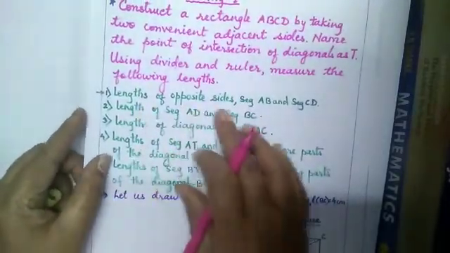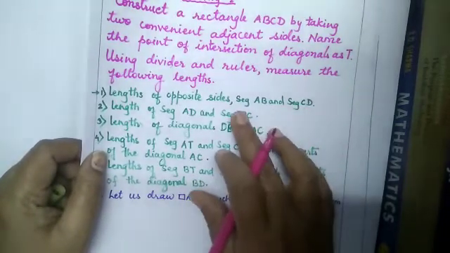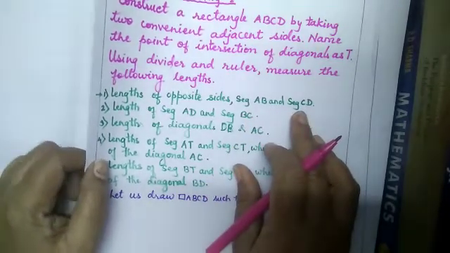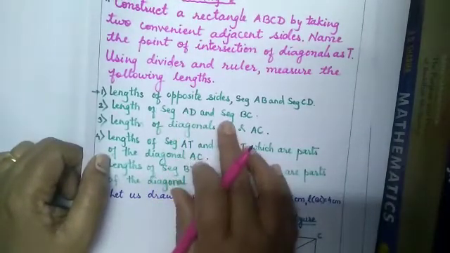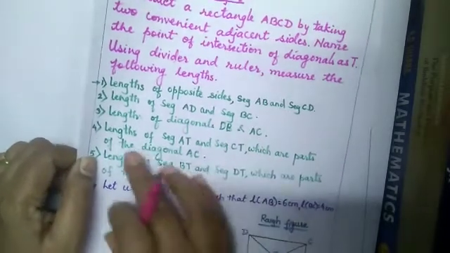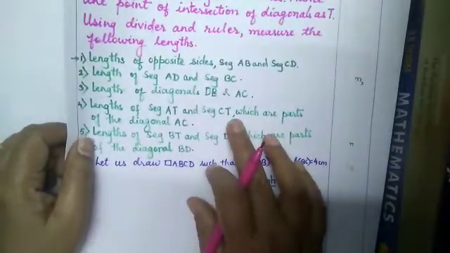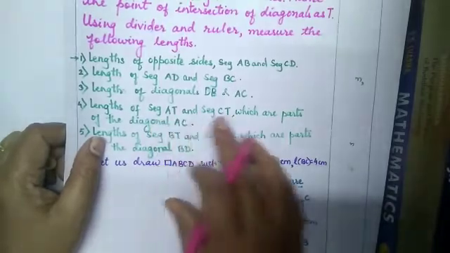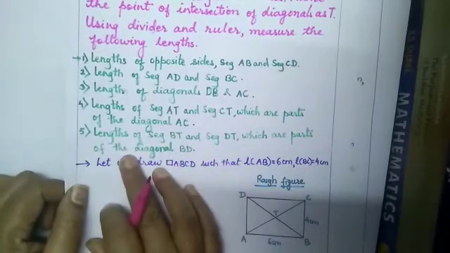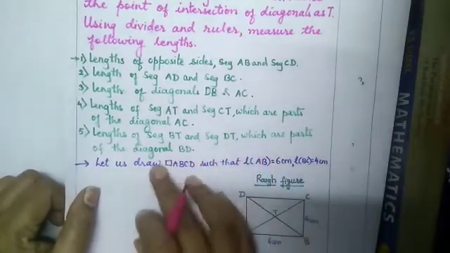What is the first step? Lengths of opposite sides, that is segment AB and segment CD. Then the length of segment AD and segment BC we have to measure. Then the length of diagonals DB and AC also we have to measure. Then the length of segment AT and segment CT, where T is the point of intersection of the diagonals. So we will measure segment AT and segment CT, which are the parts of diagonal AC. And the fifth step is the length of segment BT and segment DT, again the parts of diagonal BD.